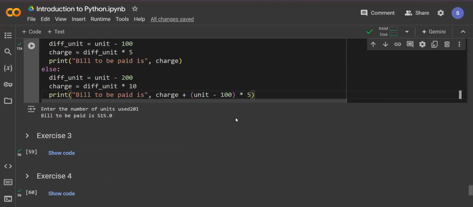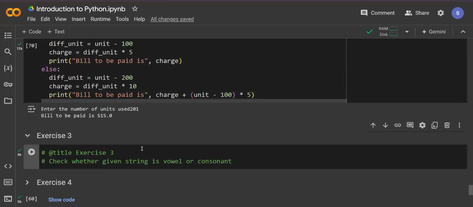Okay, let's move on to exercise number 3. This is a very simple yet very understandable code. Okay, how to do this? The logic is very important here. Check whether the given string is vowel or consonant. So first of all, let's understand what is vowel and what is consonant. Vowel is nothing but A, E, I, O, U, correct? And except that, whatever alphabets are there, that is called a consonant. Now we have to check whether our string is a vowel or a consonant.